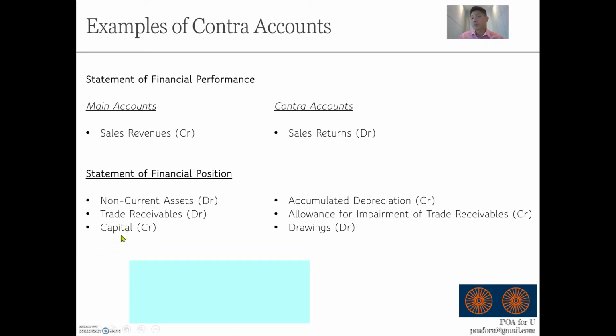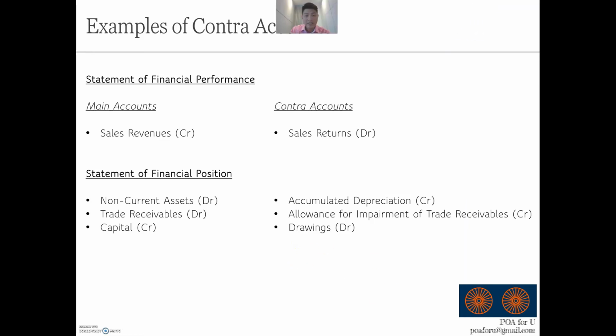Next, capital and drawings. Now, in a sole proprietorship business, you have a capital account, and the capital would represent whatever the sole proprietor has brought into the business as initial funding. Now, if the sole proprietor has taken out some of the funding, let's say inventory, or cash, or has asked the business to pay his or her personal expense on their behalf, then that's called drawings. And that's really in line with the accounting entity theory, where the owner's personal expense and the business expense have to be separate. So let's look at how these contra accounts are presented in the financial statements.